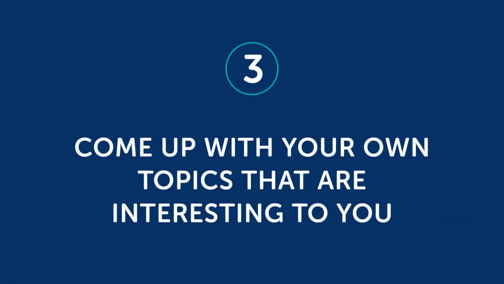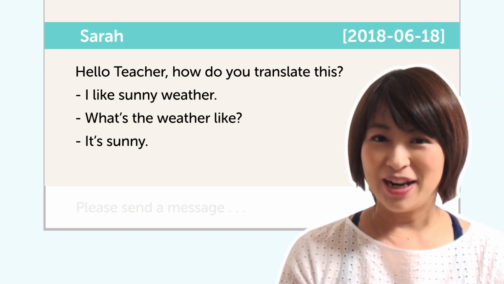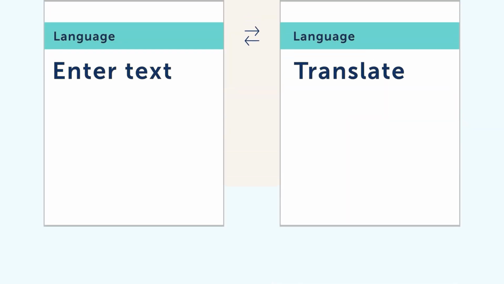3. Come up with your own topics that are interesting to you. Then repeat step 2. Come up with all the phrases, questions, and answers that could come up in that conversation. Write them out and get them translated with your Premium Plus teacher. Or translate them with translation software. You could try this, and it might not be perfect, but it could help you start and get you speaking a little bit more of your target language.